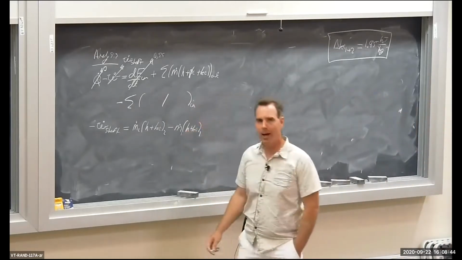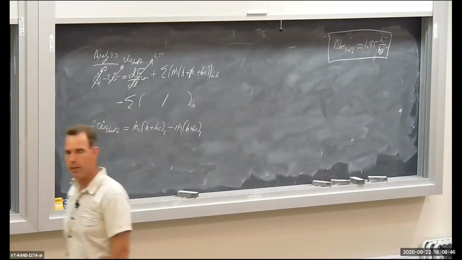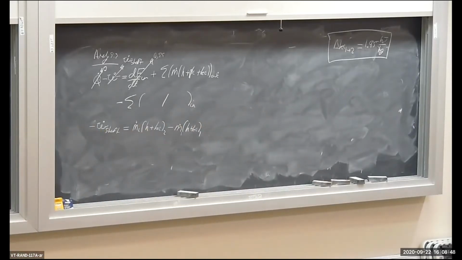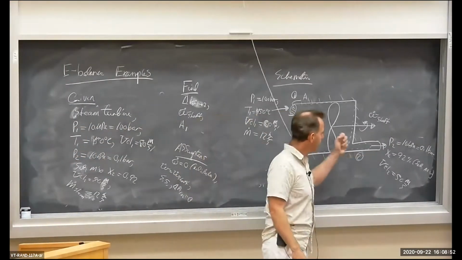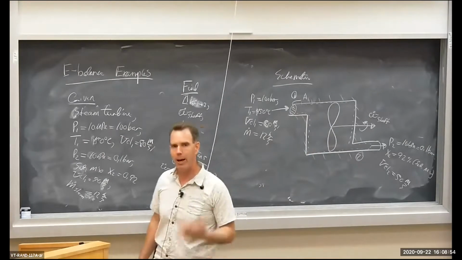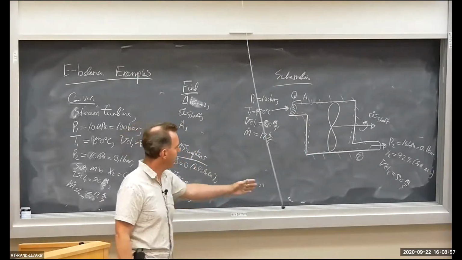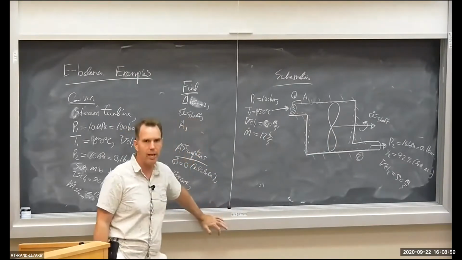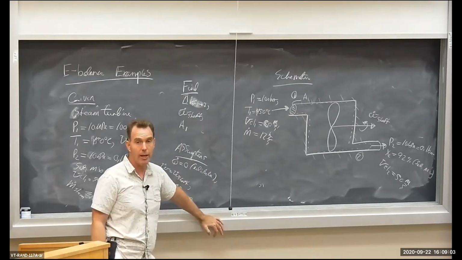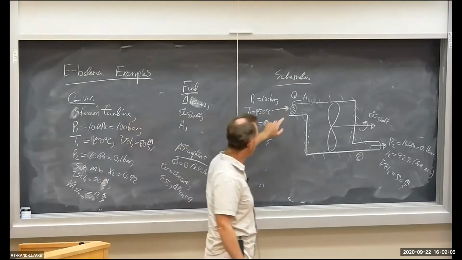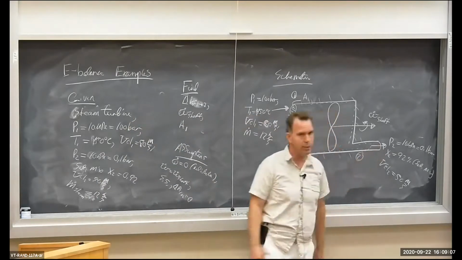If I apply the mass balance to my turbine, single inlet, single outlet, steady state, no change in mass within my turbine, what's the relationship between m dot in and m dot out? M dot in and m dot out are the same. What goes in has to go out in steady state.